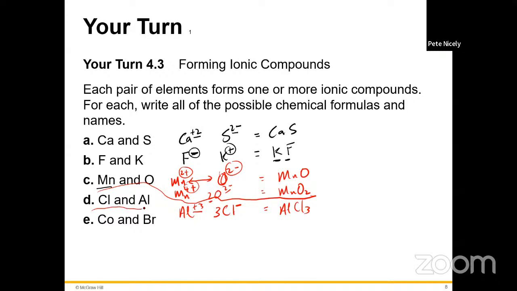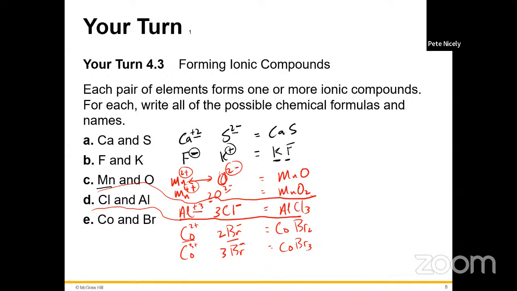And then for the last one, you have cobalt and bromine. Now I know that cobalt can exist as Co2+ and Co3+. The bromide will have a -1 charge. So what do you think is the answer when you combine the cobalt 2+ with the bromide? CoBr2, correct, because you're going to need two of these. And what about this one? CoBr3, exactly, because you're going to need 3 of these in that case.